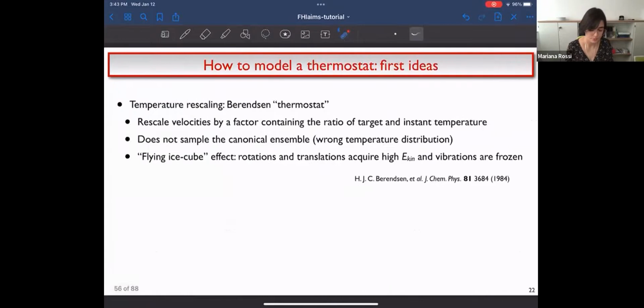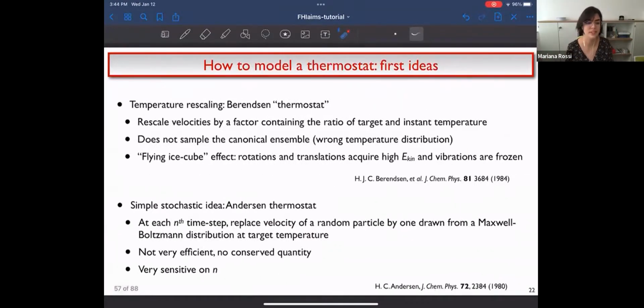Then there were early ideas of temperature rescaling, like the Berendsen thermostat. You just rescale the velocities by a factor that guarantees that you get to the target temperature that you want to get. It does not sample the canonical ensemble, though, and so you can get the famous flying ice cube effect, in which rotations and translations acquire super high kinetic energy, but the vibrations are frozen. So this is not a real thermostat. It doesn't sample the canonical ensemble, and it makes your system unphysical.